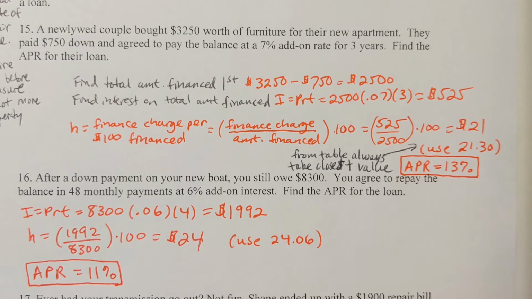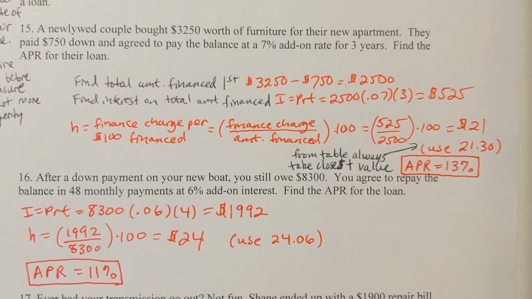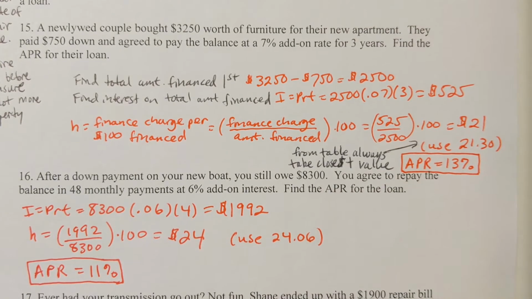Okay, the APR again is like the true percentage, or it's a percentage that somebody can more accurately reflect on and make decisions from, the APR there. Okay.